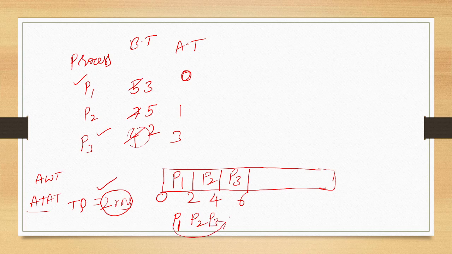P1 will execute here. What is the remaining burst time of P1? 3 milliseconds, but we will give only 2 milliseconds. Remaining time is 1 millisecond. 6 + 2 is 8. Next, P2's remaining burst time is 5, but we allocate only 2 milliseconds. 5 - 2 is 3. 8 + 2 is 10. Here 3 milliseconds remain.